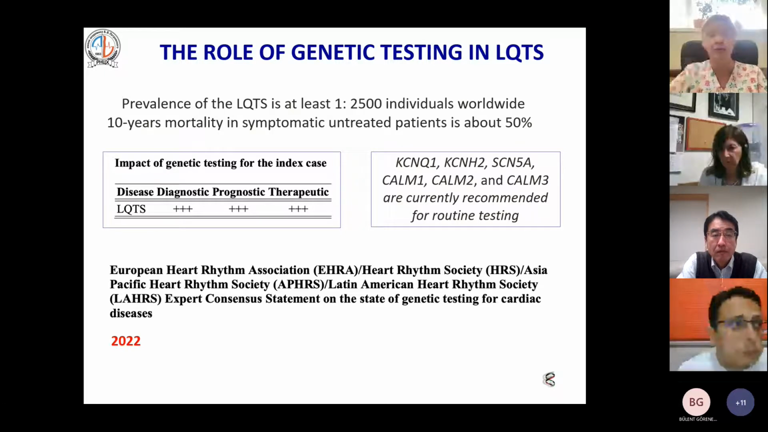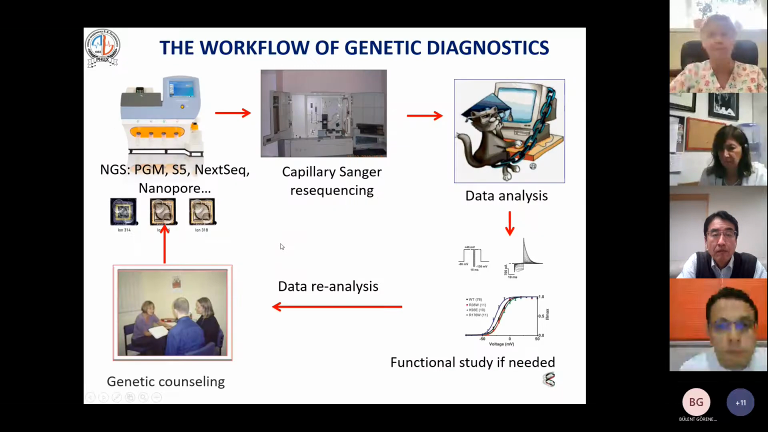Next, please. The normal workflow of genetic diagnosis is presented here. Everything starts from genetic counseling. Then, if you find genetic testing appropriate and important for the family, you can perform NGS, next generation sequencing, and you can produce a lot of genetic data very quickly and relatively cheaply, but there are some artifacts, and any finding you get from the NGS approach, you have to confirm by capillary Sanger resequencing.